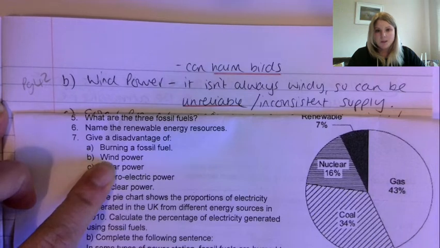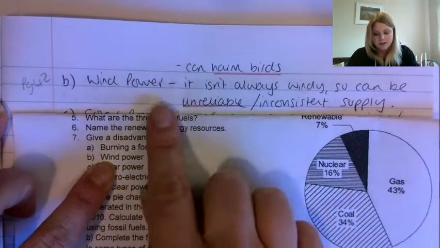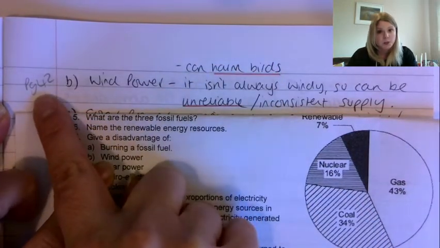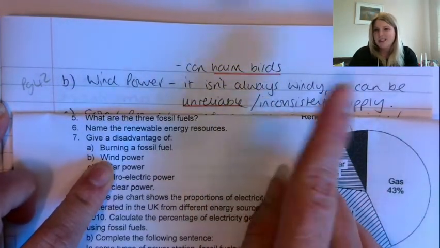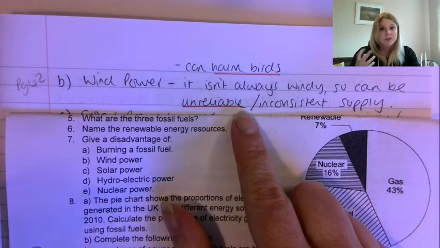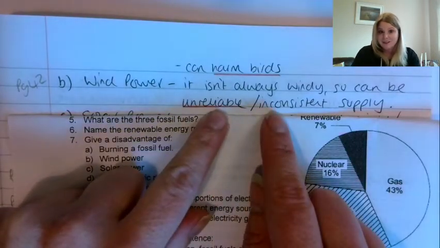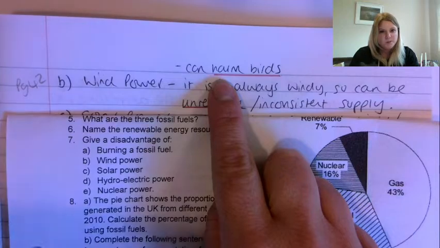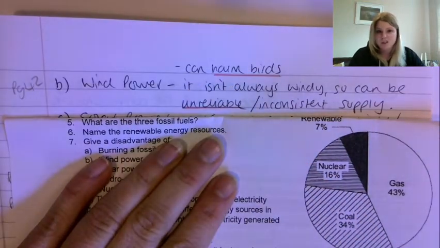The next one we had been asked about there was the disadvantages of wind power, and here's what I've put. I've got this from page 42 in our notes. It isn't always windy, so that means that wind power can be unreliable, or you could say it's an inconsistent supply. It can also harm birds. The blades going around, the birds can fly into them.